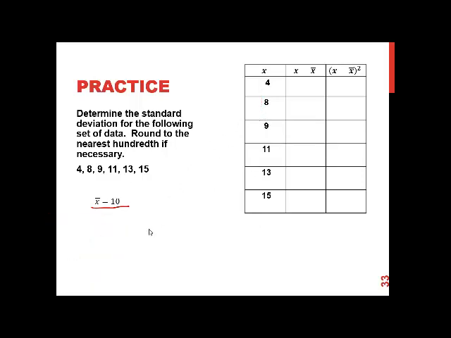and then we'll find the difference between each of these data points and 10. So 4 minus 10 is negative 6, and that's just fine for us to have some negatives. In fact, you'd better. 8 minus 10 is negative 2. 9 minus 10 is negative 1. 11 minus 10 is positive 1. 13 minus 10 is positive 3. 15 minus 10 is positive 5.